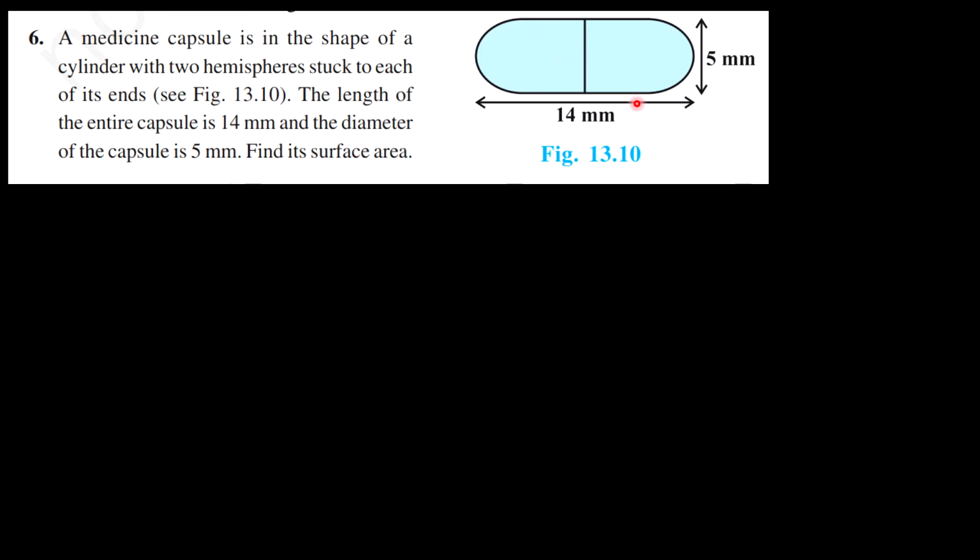Question: we have a medicine capsule which is in the shape of a cylinder and having two hemispherical ends, and we have to find its surface area. Now see here.